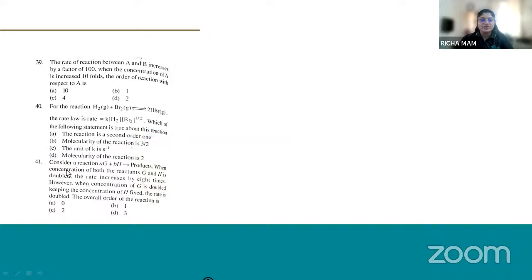Okay, next question. Consider a reaction aG plus bH giving you products. When the concentration of both the reactants G and H is doubled, the rate increases by 8 times. However, when the concentration of G is doubled, keeping the concentration of H fixed, the rate is doubled. What will be the overall order of the reaction?